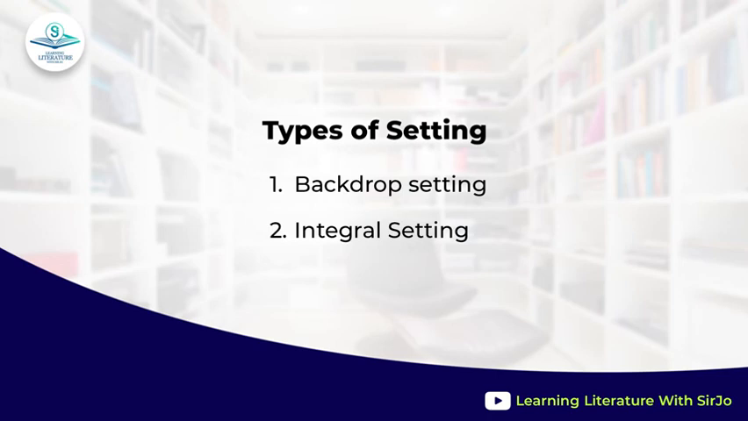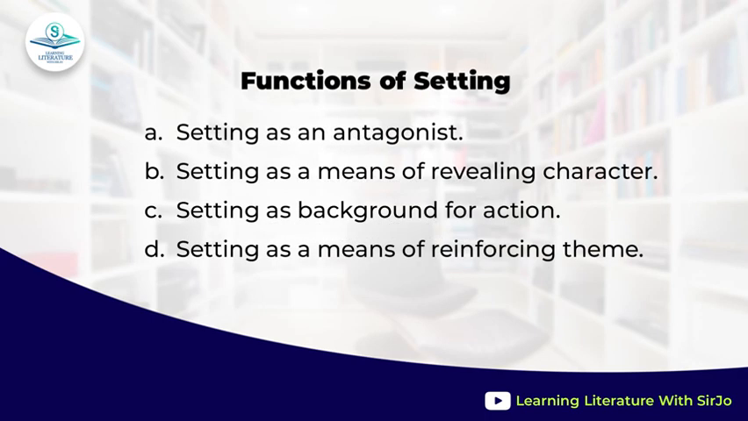And integral setting is the type of setting that has an intimate connection with the meaning of the entire story, and one cannot understand the plot of the story without the setting. So integral setting means that the setting is important to the story. Then we looked at the functions of setting, and we realized that setting can function as an antagonist, as a means of revealing characters, as a background for action, and as a means of reinforcing the theme.